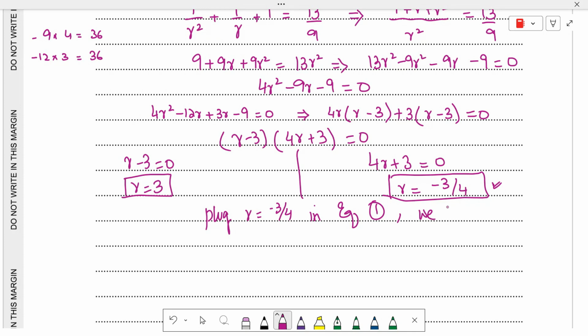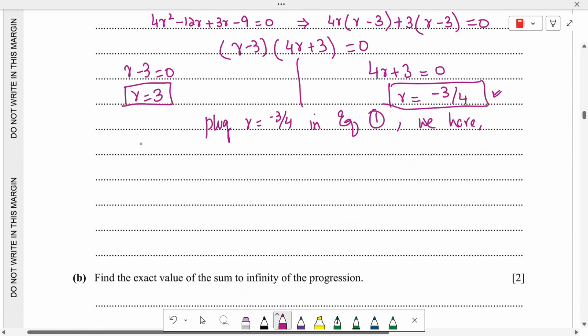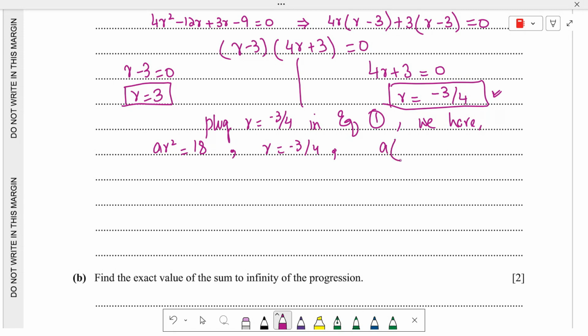We have ar square equal to 18. In this case r is negative 3 over 4, so a times negative 3 over 4 squared is equal to 18. This gives a times 9 over 16 equal to 18, and this one will be 2. So we have a is equal to 32.